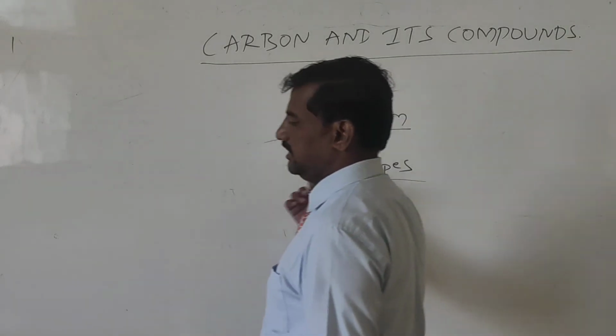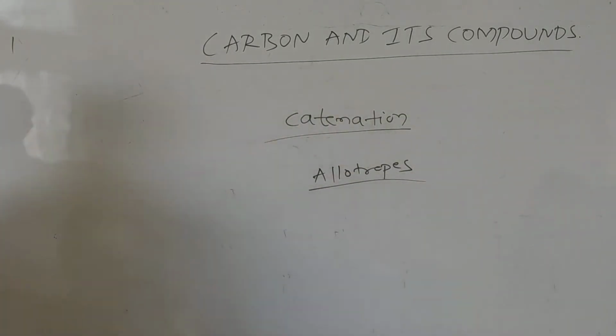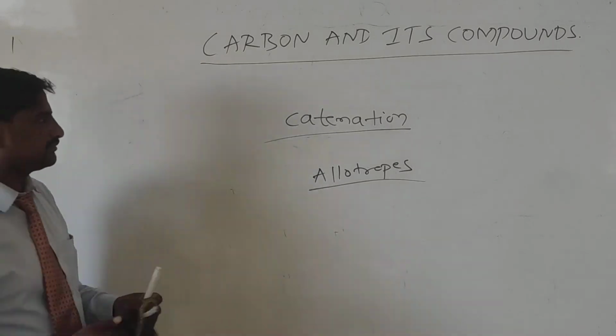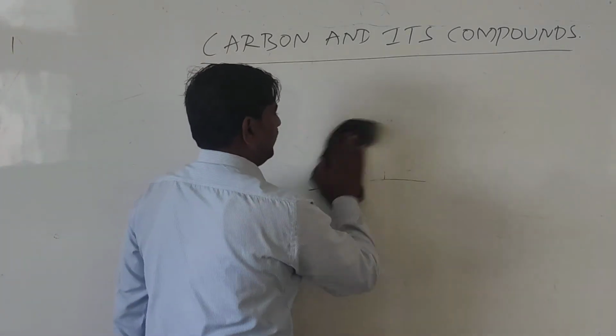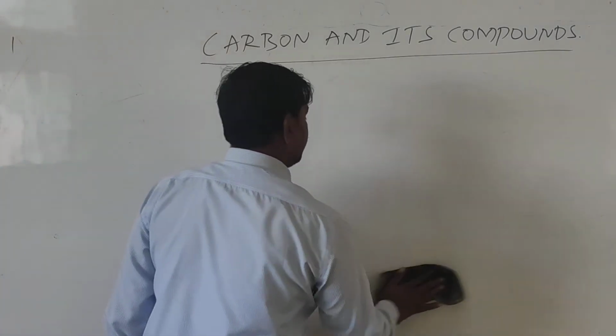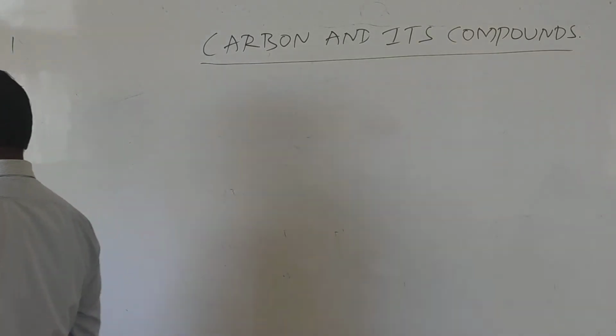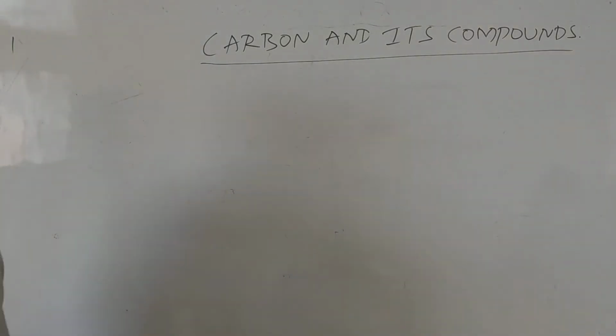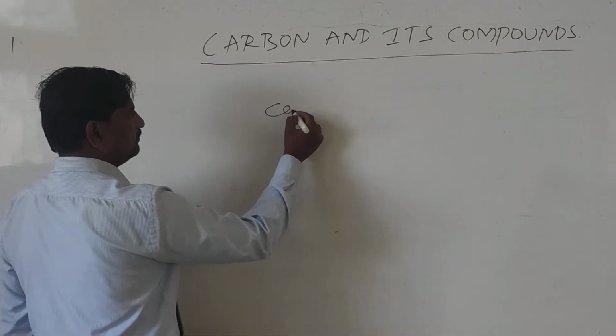That is catenation. And the next one, after this, we have to study tetravalency. What do you mean by tetravalent? Tetra means 4. Carbon is tetravalent.